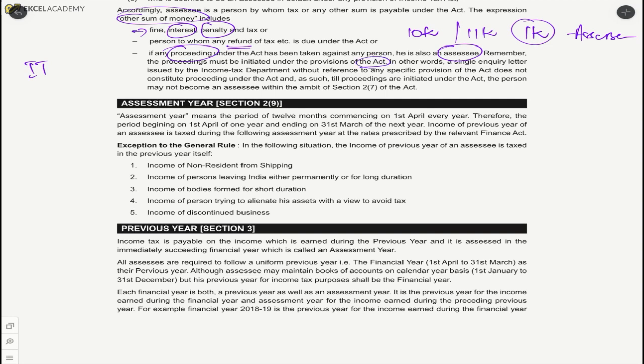In other words, a single inquiry letter issued by the Income Tax Department, if they are not referencing any specific provision, then it is not any proceeding. For example, let's say they will ask you to file the return of income. File the return. Last year you had filed, this year you haven't filed the return. In this case, if they quote any section like 139, then that will be considered as proceeding, because there is a reference to a specific provision of the act. If there is no reference to any specific provision and simply there is an inquiry letter sent to the person, then he or she will not be the assessee. Now that we have looked into the assessee part of the definition, let us next move on to the assessment year.